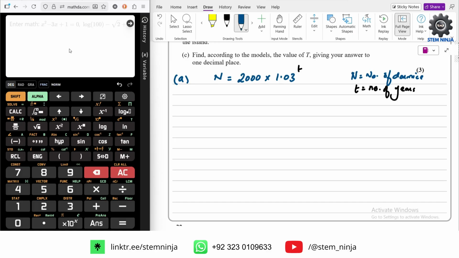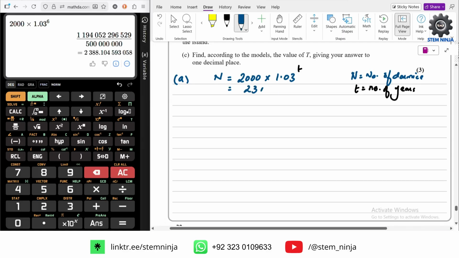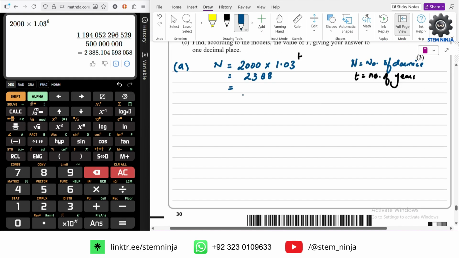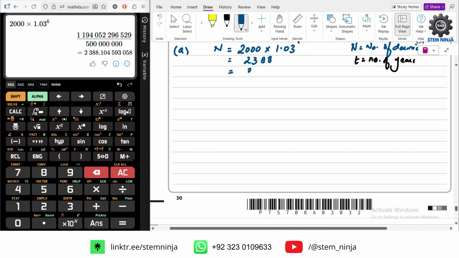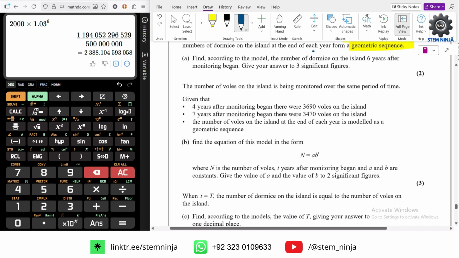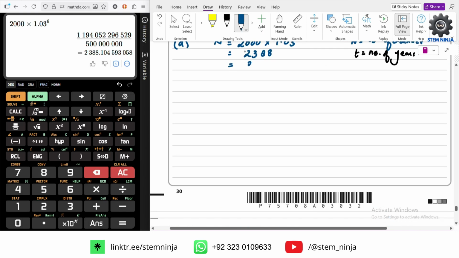So 2000 times 1.03 raised to the power 6, which is 2388. So to three significant figures, this would be 2390. Okay.